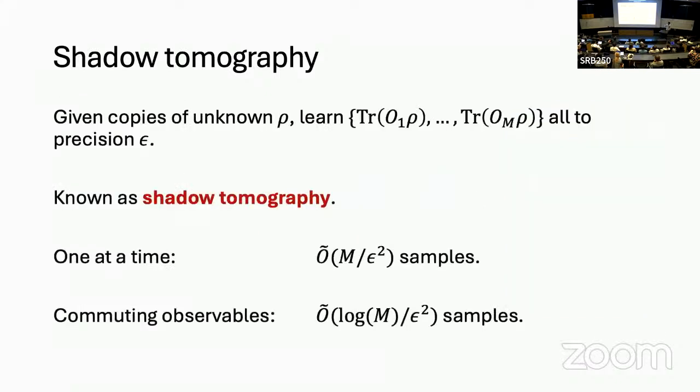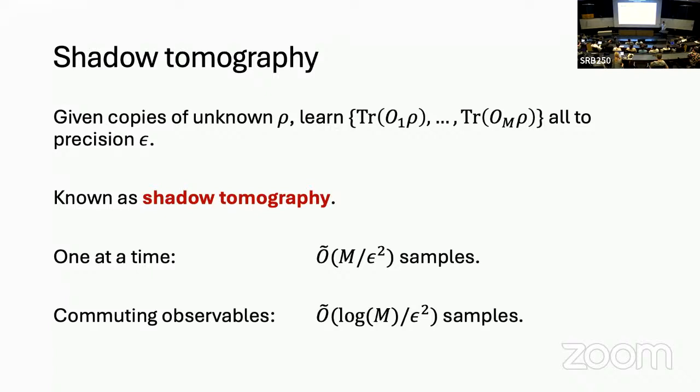OK, so this is just in words the same thing that was on the previous slide. This is the task of shadow tomography. We can point out a few trivial ways to perform this. One would be to measure one observable at a time. I have my first observable, second, third, and for each one I need 1 over epsilon squared samples to get to precision epsilon. So this gives me an m over epsilon squared scaling, linear in the number of observables. However, this is not great if m is very large.